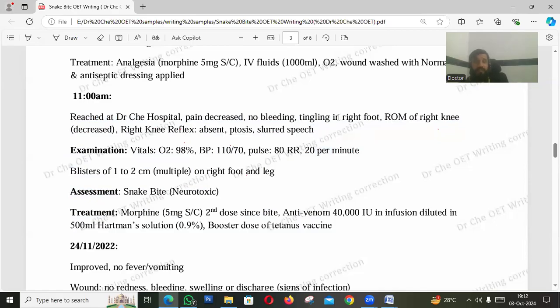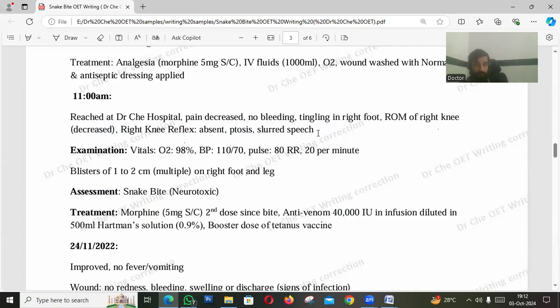Okay, new symptom tingling in right foot is important. Decreased range of motion of right knee is important. Right knee reflex is absent is important. Ptosis and slurred speech is important.